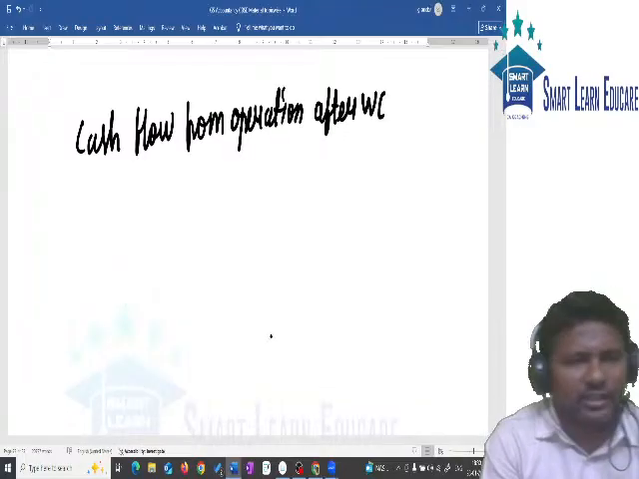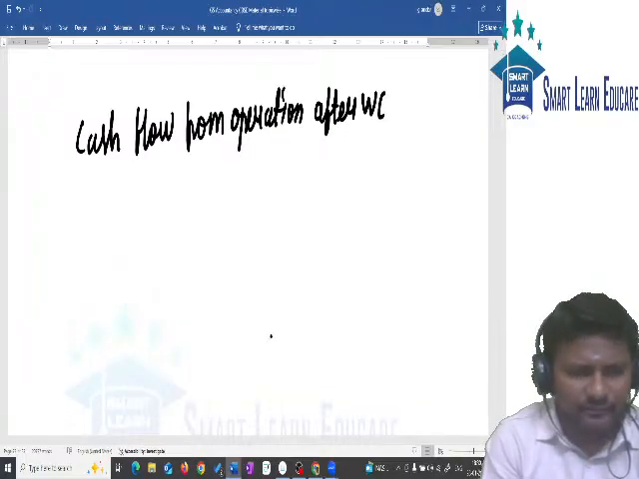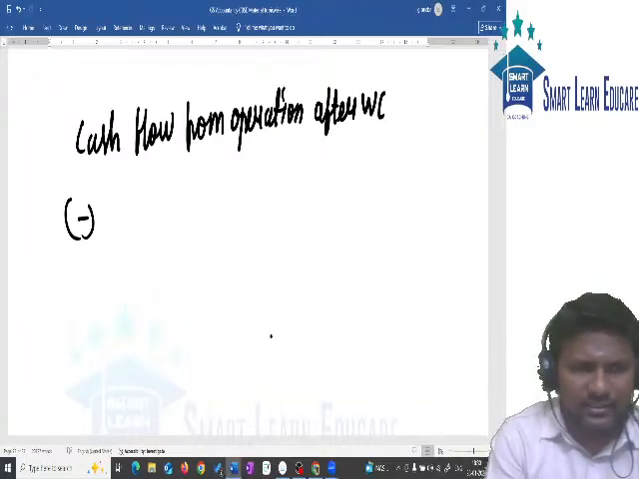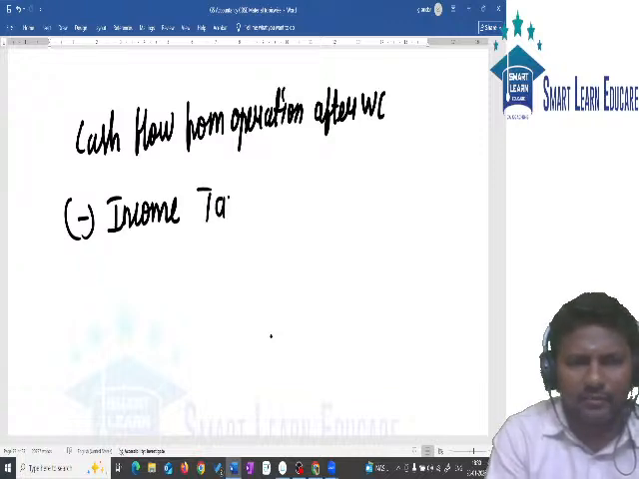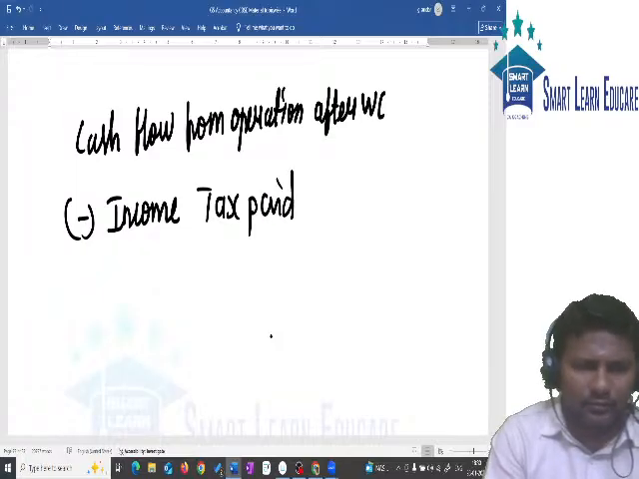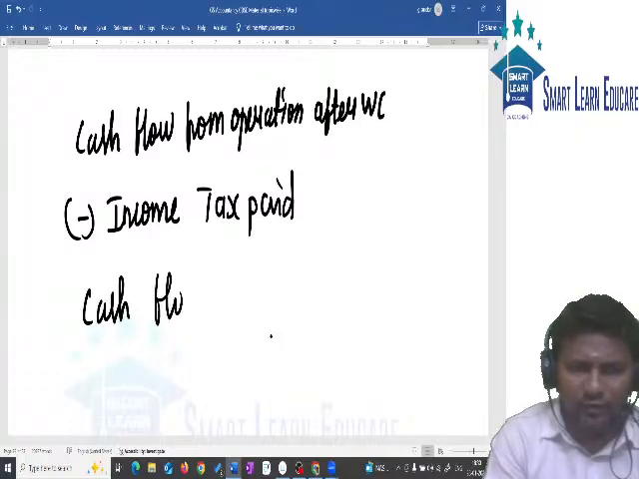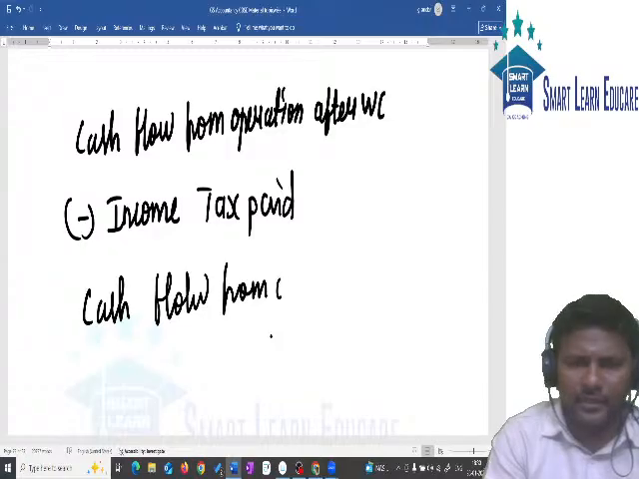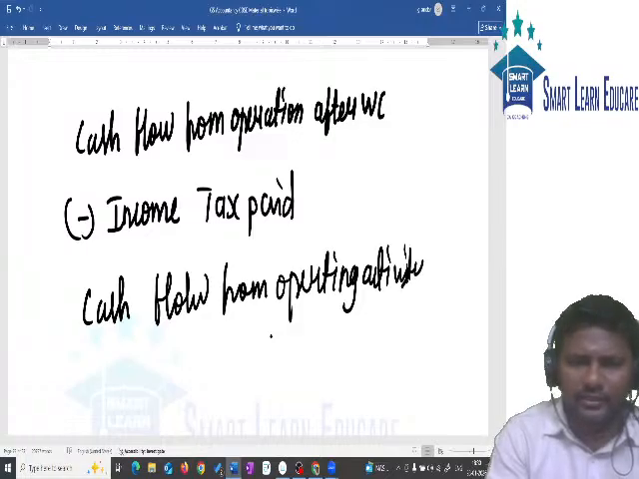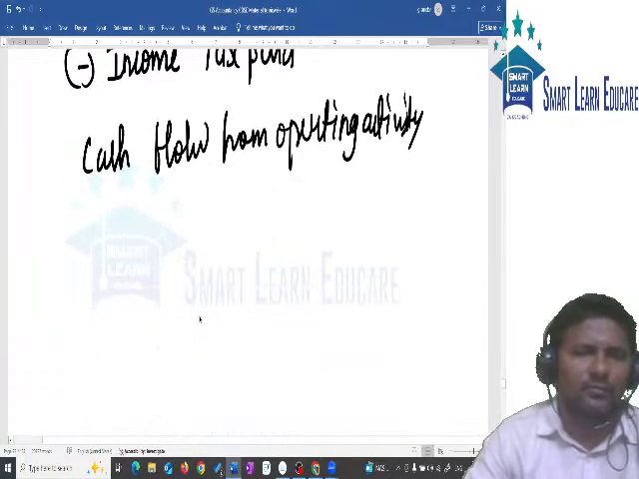Then what else is there? Less income tax paid. Okay, this will give you the final answer. Cash flow from operating activity. This will give you cash flow from operating activity.